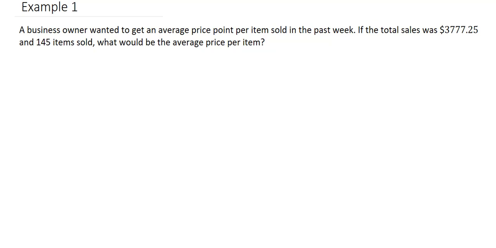Example 1, a business owner wanted to get an average price point per item sold in the past week. So the total sales was $3,777.25, and 145 items were sold. So what would be the average price per item? This first number is our dividend, and this will be our divisor, because we're going to divide 3,777.25 by 145.